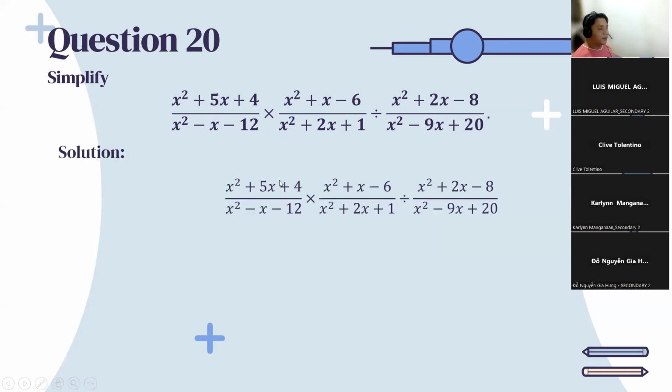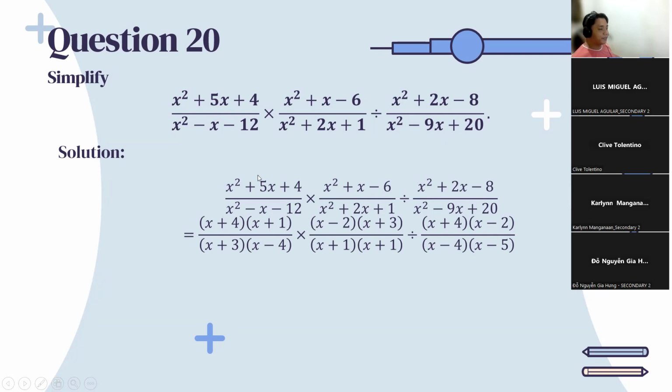So the factor of x squared plus 5x plus 4 is x plus 4 multiplied to x plus 1. The factor of x squared minus x minus 12 is x plus 3 multiplied to x minus 4. The factor of x squared plus x minus 6 is x minus 2 multiplied to x plus 3. Factor of x squared plus 2x plus 1, that is a perfect square trinomial. So you have x plus 1 squared, x plus 1 times x plus 1. And then the factors for x squared plus 2x plus 8 is x plus 4 and x minus 2, while the factors for x squared minus 9x plus 20 is x minus 4 multiplied to x plus 5. Okay, so that is the first thing to do here.